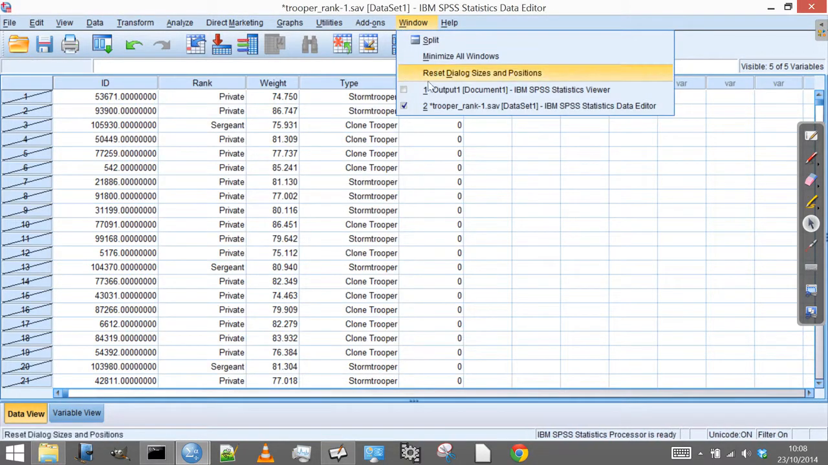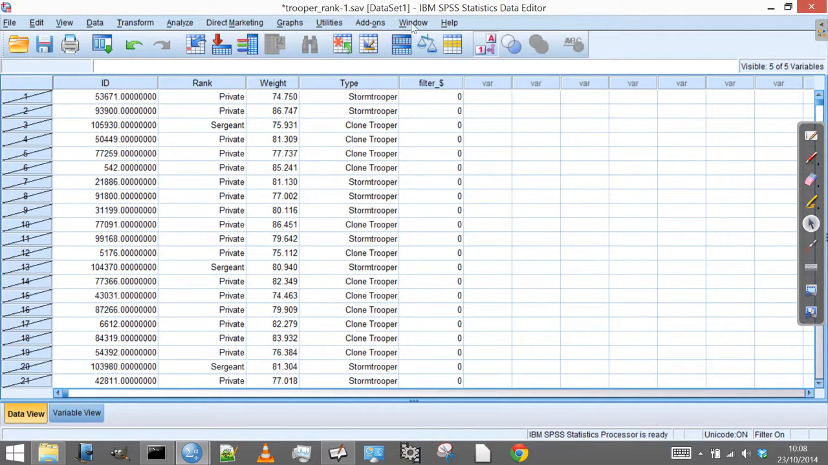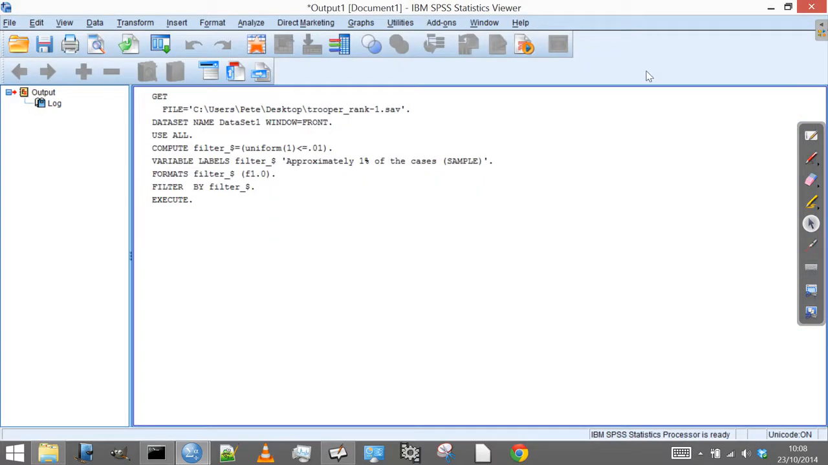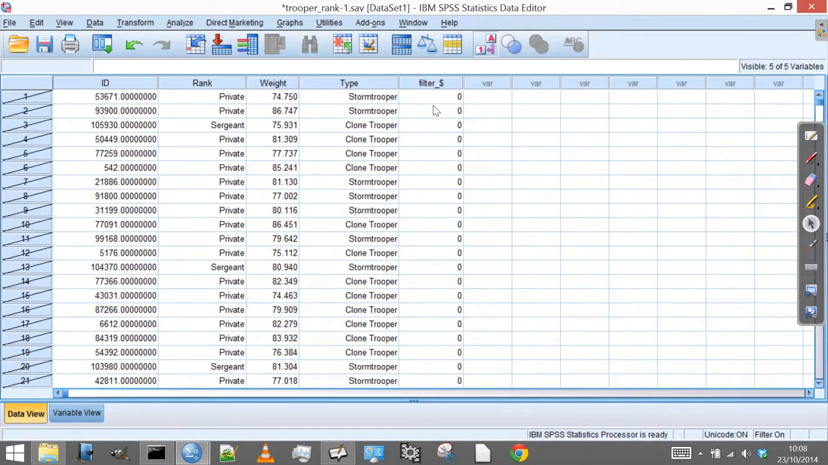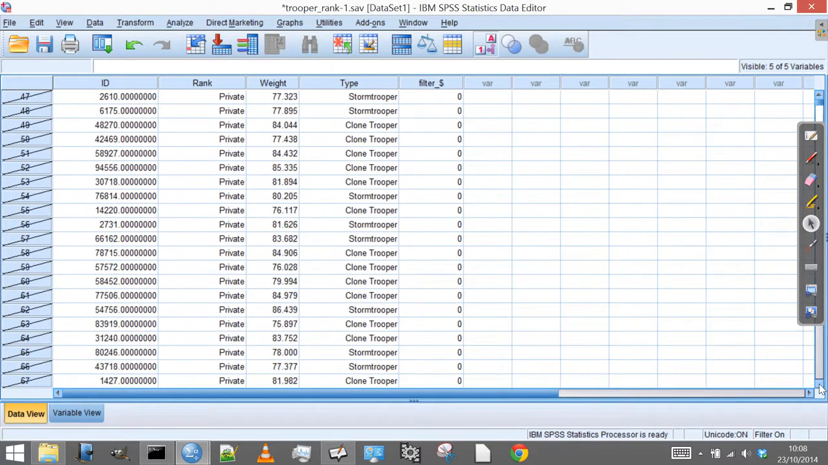And you can use the window button to make sure that you get back to the data view. So you will have seen this output window comes up. It always comes up whenever SPSS does some function, it always generates this output, which can be slightly annoying, but we just learn to live with it. But you can go to the window menu, and then here you'll see that I've got trooper rank as one of my windows. And I select that, and then as we saw last week, the random sampling has crossed out all of the cases, all of the rows that it hasn't selected. And because we've chosen only 1%, we're only going to get a few of these contribute into our study.